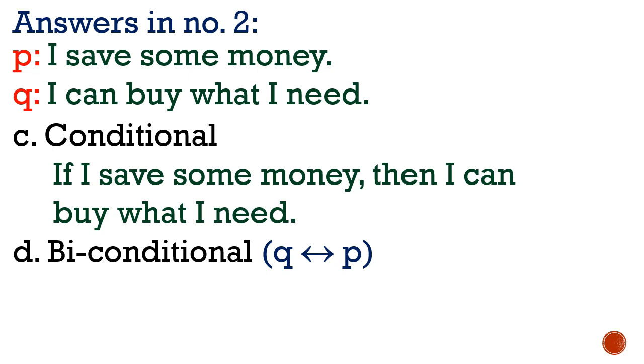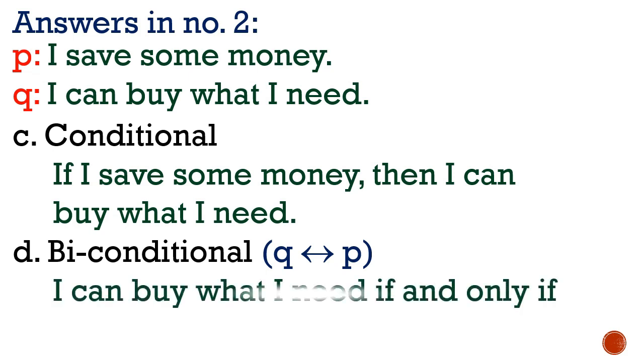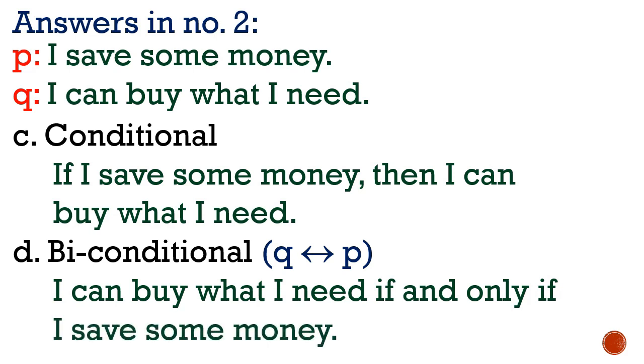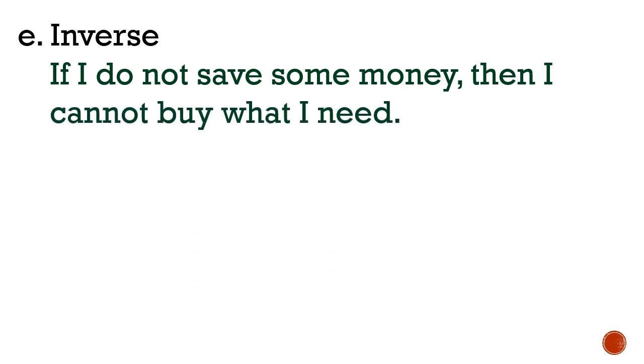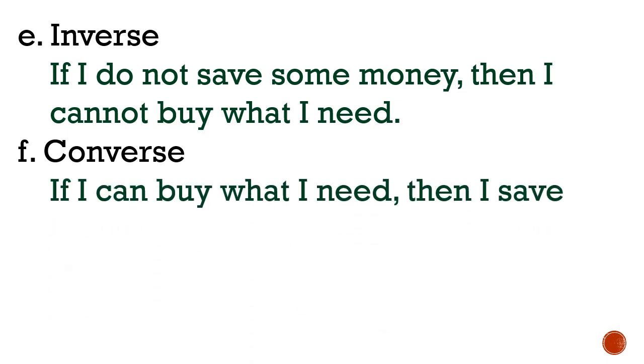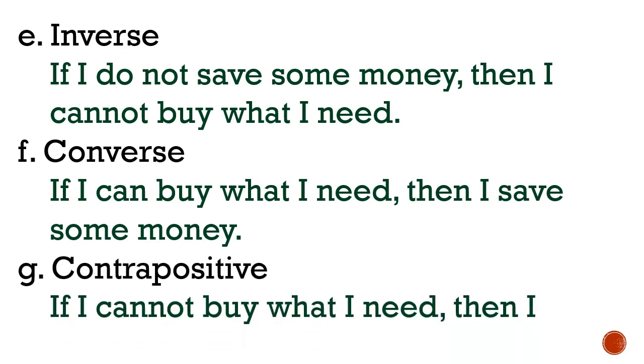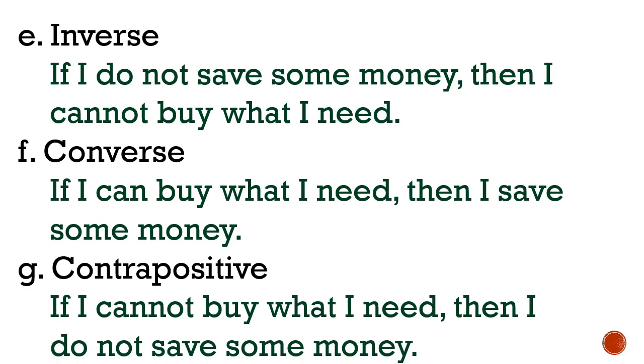Now, let us try Q if and only if P. In this case, I can buy what I need if and only if I save some money. But if your answer is P if and only if Q, your answer will be I save some money if and only if I can buy what I need. For inverse, if I do not save some money, then I cannot buy what I need. Obviously, so save some money, class, so you can buy what you need. And then for F, converse, if I can buy what I need, then I save some money. For contrapositive, if I cannot buy what I need, then I do not save some money.